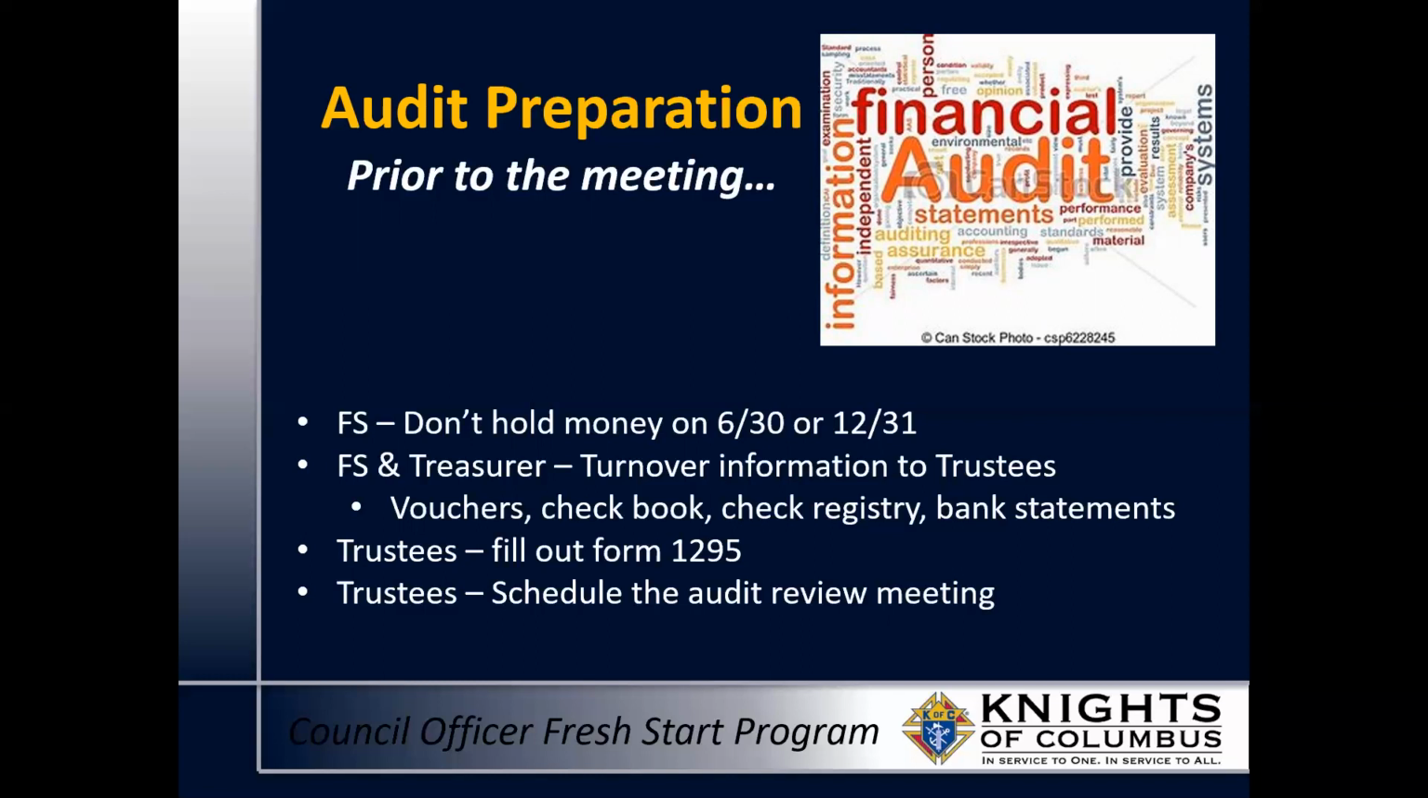And as of the audit, for July through December 31st, again, the financial secretary should make sure that all of the money that he has is handed over to the treasurer for deposit. The financial secretary and the treasurer turn over all this information to the trustees: the vouchers, the checkbook, check registry, bank statements. The trustees themselves are the ones who need to fill out the 1295, the audit report. This is not to be done by the financial secretary. And the trustees then schedule an audit review meeting.